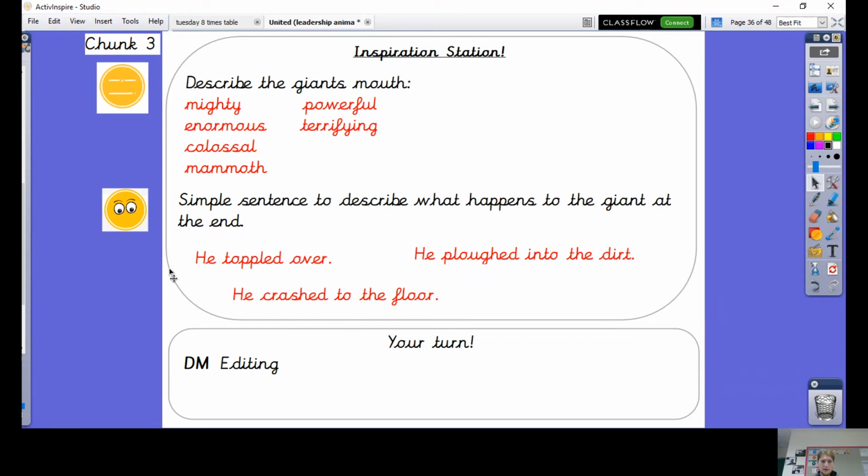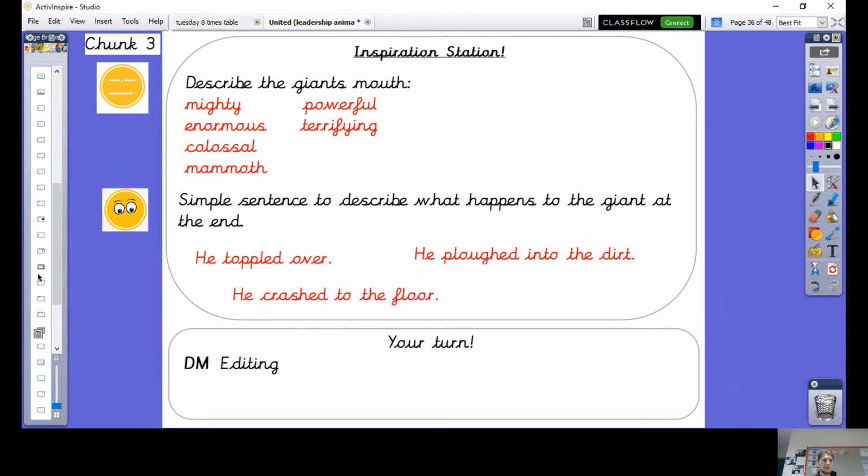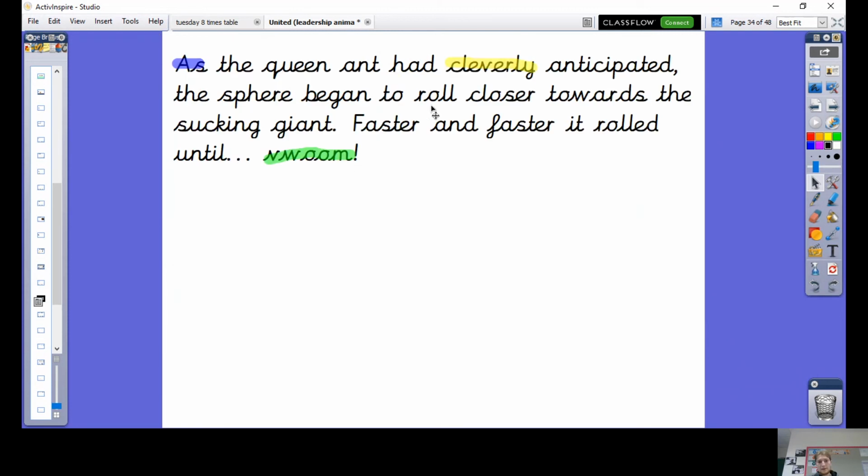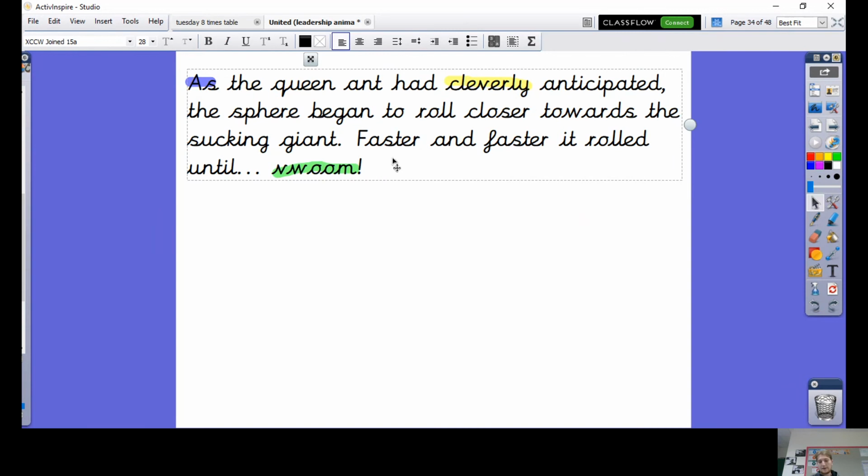Okay, right. Now we've got all of these words and sentences in our inspiration station. I'm just going to write the final chunk for today. This one's going to be slightly longer. There's going to be a few sentences, but it's all going to make sense at the end, okay? So follow along with me when I'm writing. New sentence, of course. We're going to need a capital letter. And I think in this sentence I'm going to talk about how the sphere hits the mouth of the anteater, and how it blocks it as well.